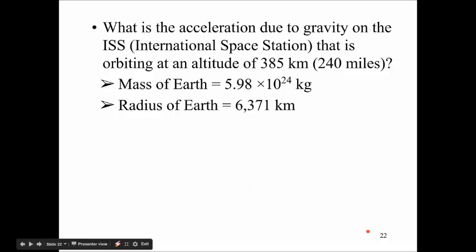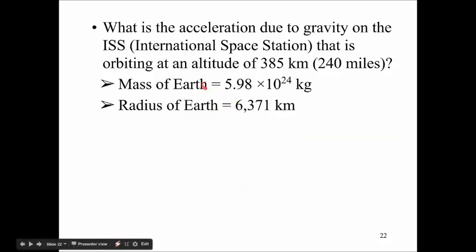Okay, so let's try an example problem. What is the acceleration due to gravity on the International Space Station that is orbiting at an altitude of 385 kilometers, which is about 240 miles? Now, this is an altitude, so we have to pay close attention to that. I only told you the 240 miles just so you have some sort of reference. It's about the distance of I-5 in Washington. So that's how high up the International Space Station is.